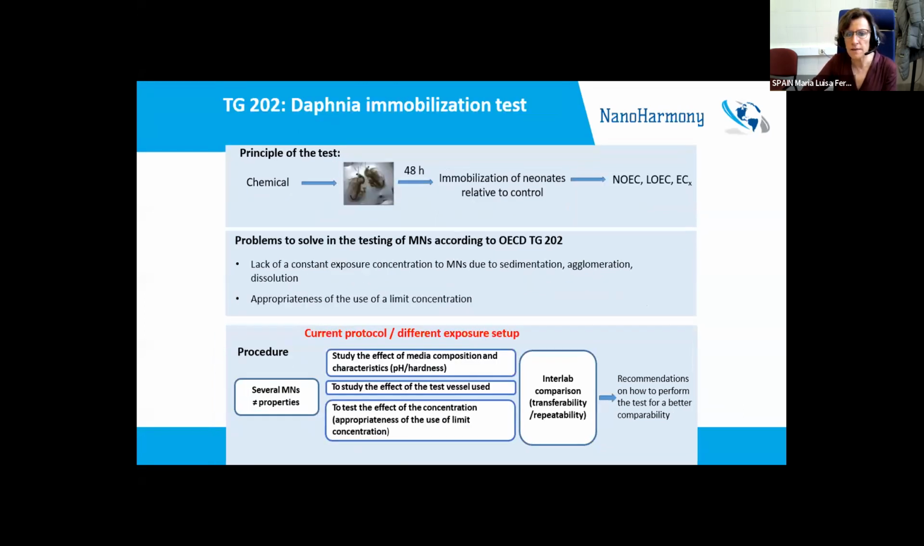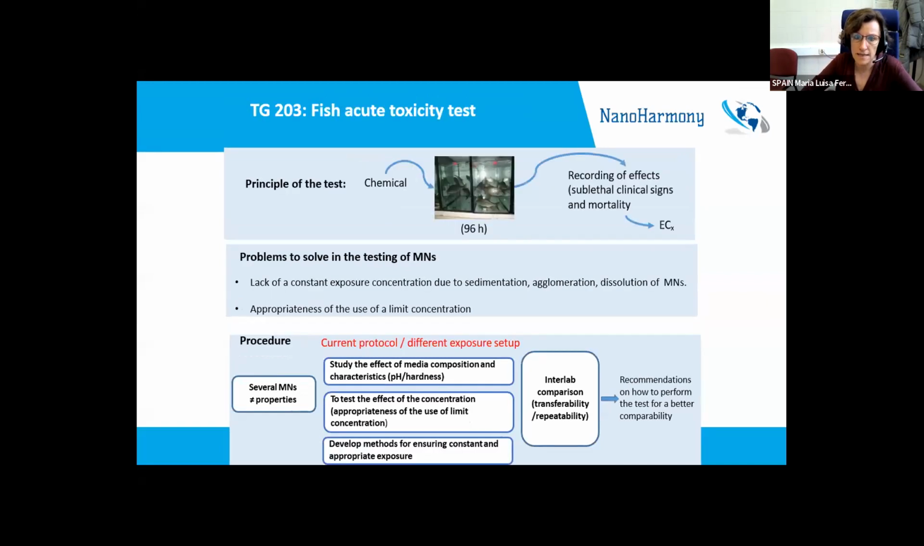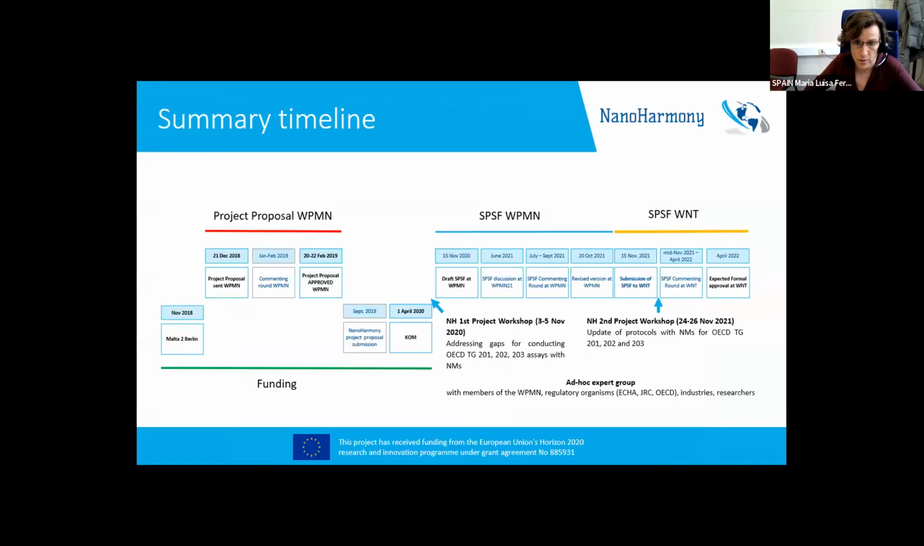For test guideline 202, the main problems were how to assure a constant exposure concentration of the nanomaterials and the appropriateness of the use of the limit concentration. And what we propose is to test different nanomaterials of different properties, study the effect of the media composition and its characteristics, study the effect of the test vessel, and also the appropriateness of the use of the limit concentration. To develop good protocols for the different nanomaterials, or for one of them, and assess the transferability and repeatability among laboratories. And for test guideline 203, the problems are more or less the same as for Daphnia, and the procedure also.